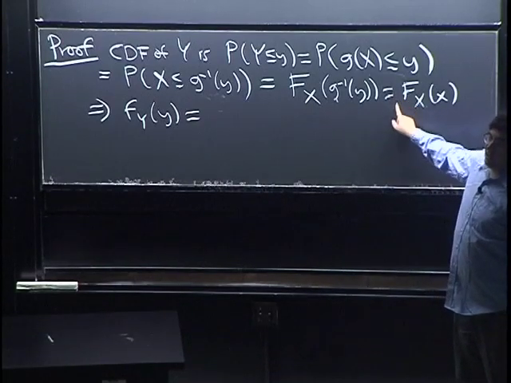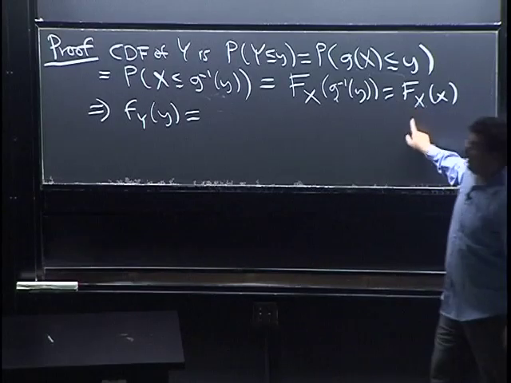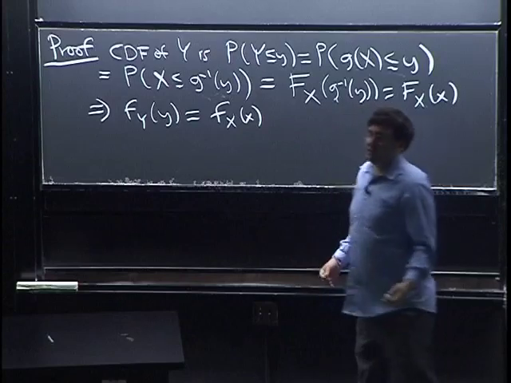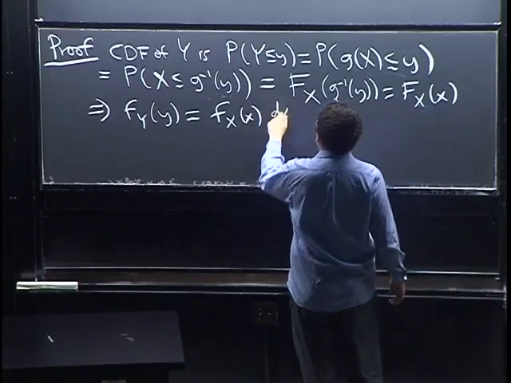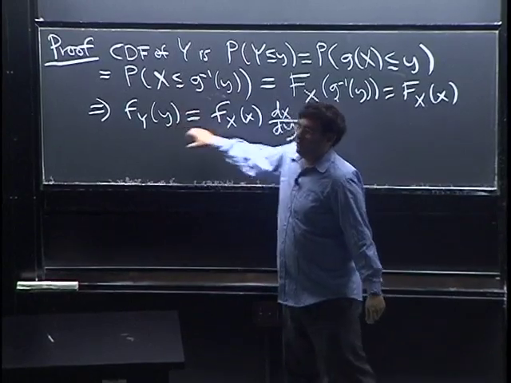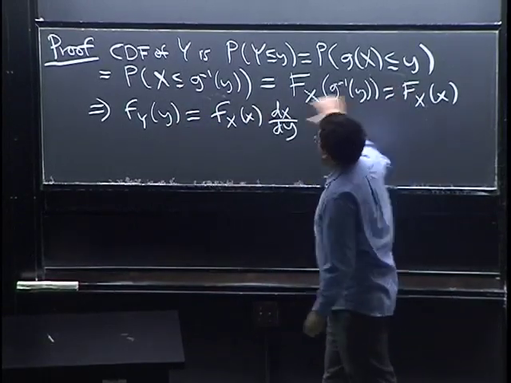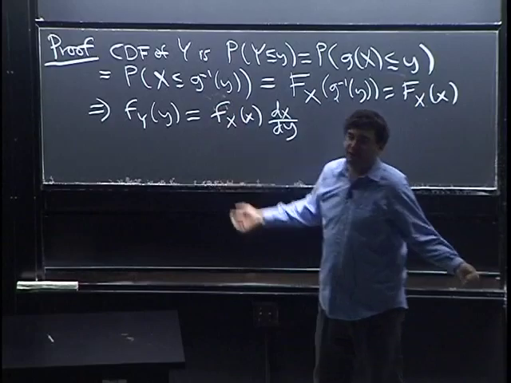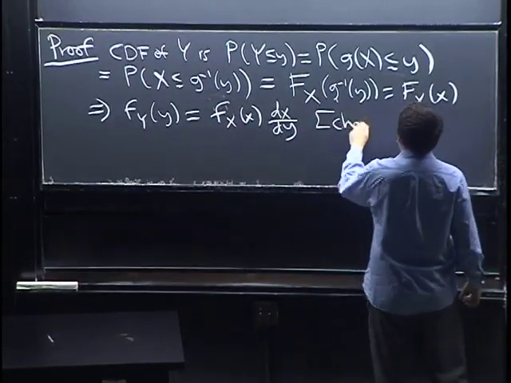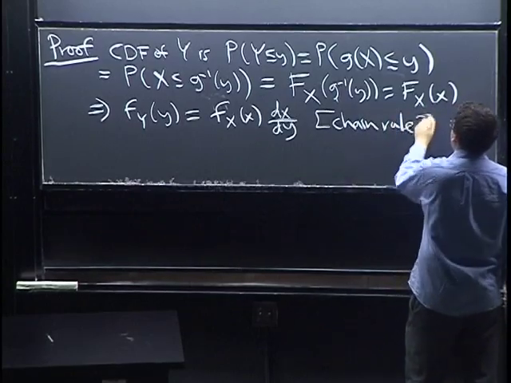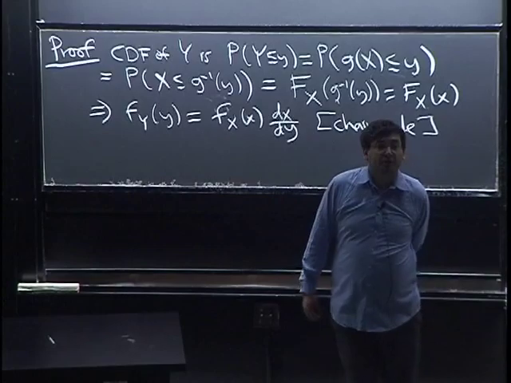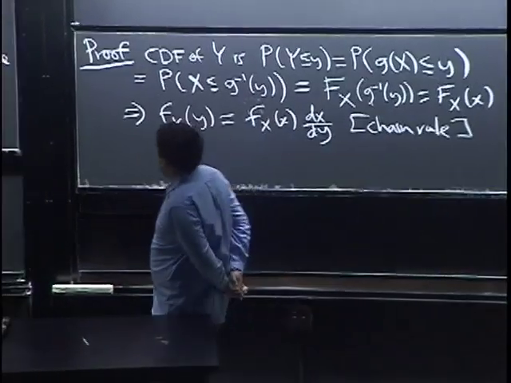So chain rule says I can differentiate first with respect to x and get the PDF of x, and then we have the correction, dx dy, to correct for the fact that we differentiate both sides with respect to y, whereas to get from big Fx to little fx, I differentiated with respect to x. So it's just the chain rule, nothing else to it. All right, so that's what we wanted to show. So let's do an example.